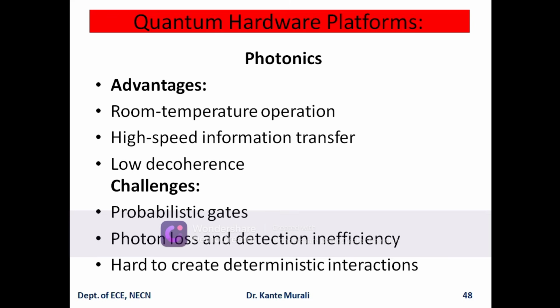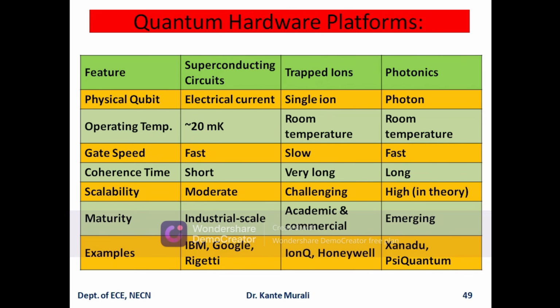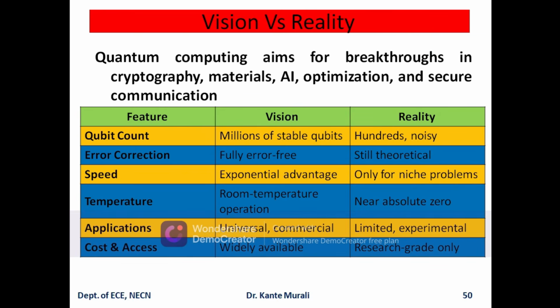This is a summary of the quantum implementations and a comparison between the different realizations with respect to physical qubit, operating temperature, gate speed, coherence time, scalability, maturity, and examples, meaning which company is using this technology. Now let's jump into the vision. That's what we are expecting with respect to quantum computers. What is the reality? As you know, quantum computing aims to break through in cryptography, materials, AI optimization, and secure communication. Let us see one by one.